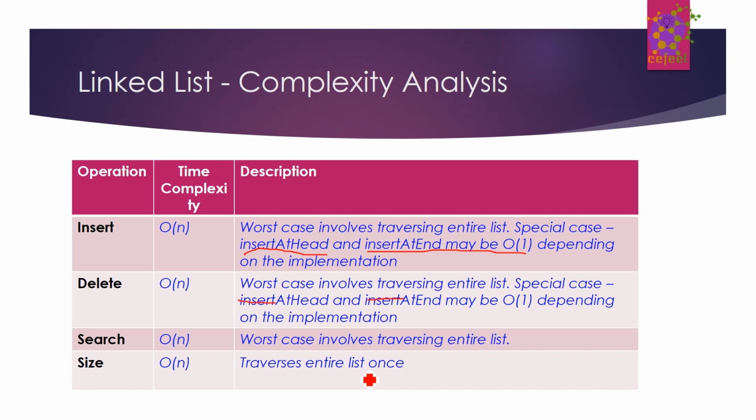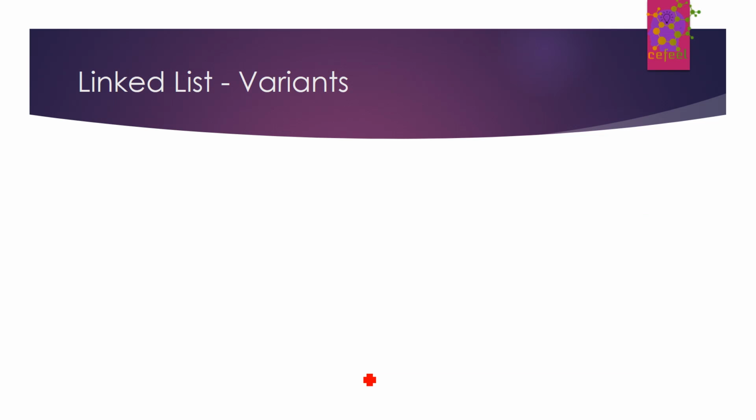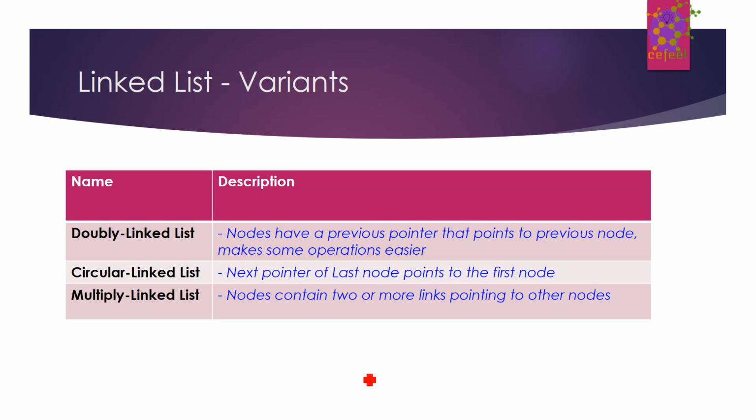Alright, cool. Now let's see different variants of linked lists that are possible. Now these will be a little more complicated to implement compared to the singly linked list which we saw in this video, but it could be achieved very easily by additional member variables. So the first is doubly linked list.